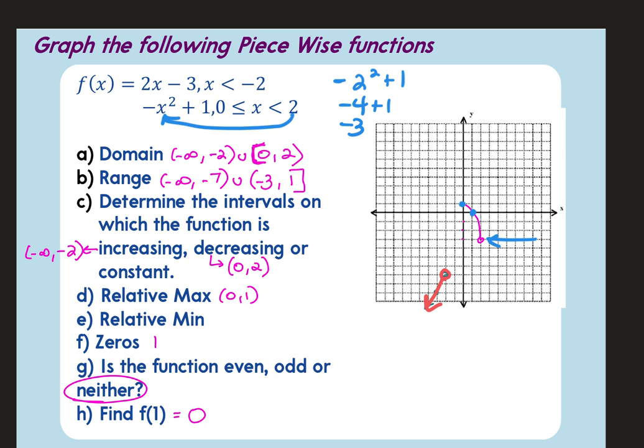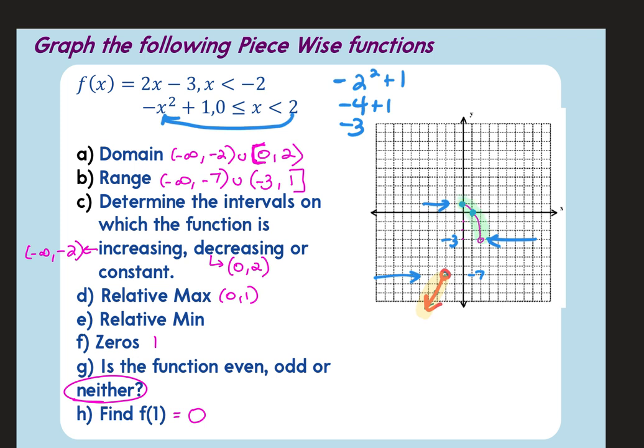My range goes from negative infinity up to the first y, which is here. That was -7, open dot, so it gets a parenthesis. Then it stops and starts again at -3, open dot, so parenthesis. And it stops at 1, closed dot, so it's a bracket. It is increasing on that first little interval. It had positive slope, so it was increasing from negative infinity up to the x there, which is -2. And then it changes to decreasing from 0 to 2.